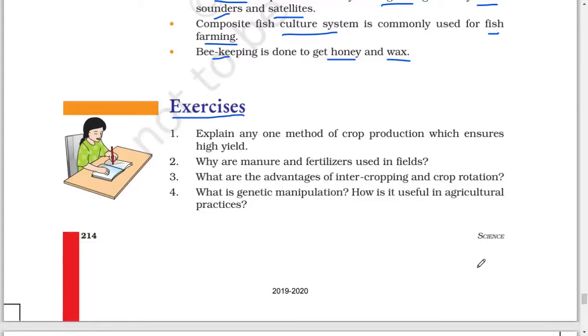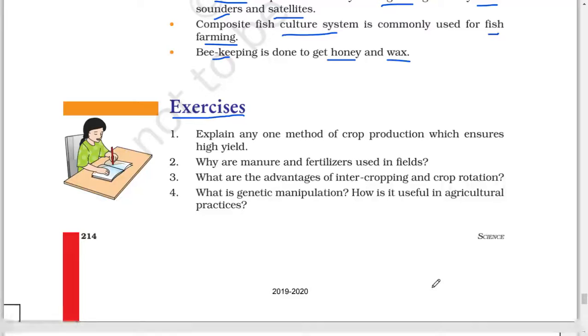Exercises: 1. Explain any one method of crop production which ensures high yield. 2. Why are manure and fertilizer used in fields? 3. What are the advantages of intercropping and crop rotation? 4. What is genetic manipulation? How is it useful in agricultural practices?